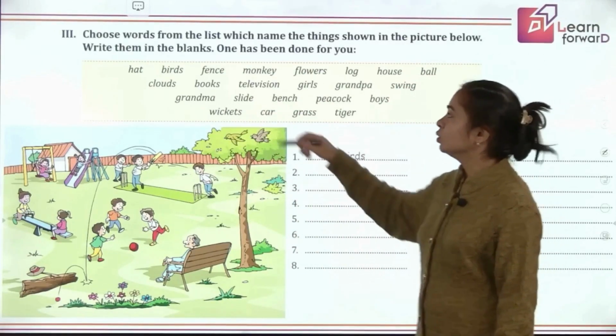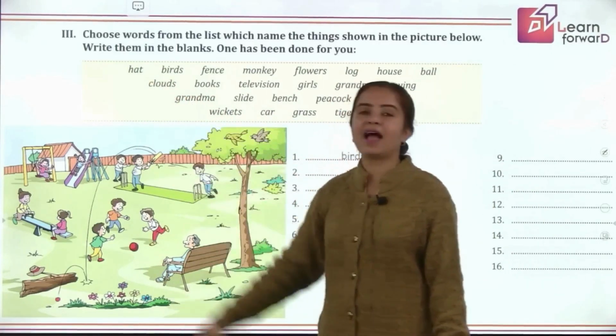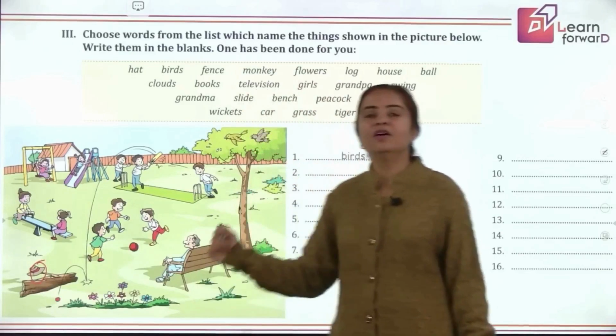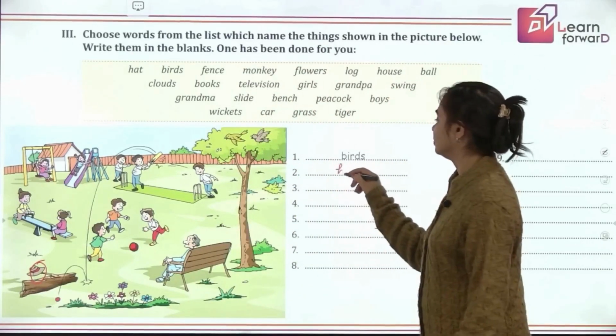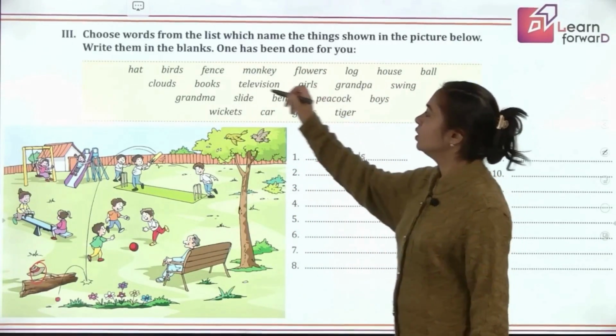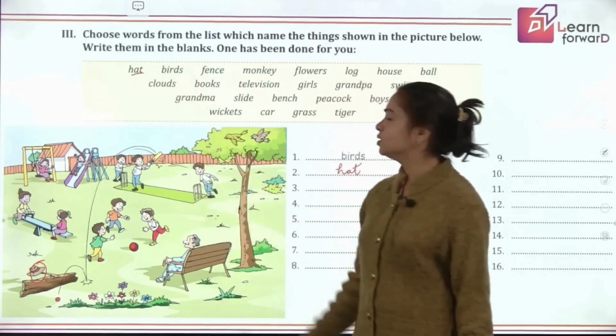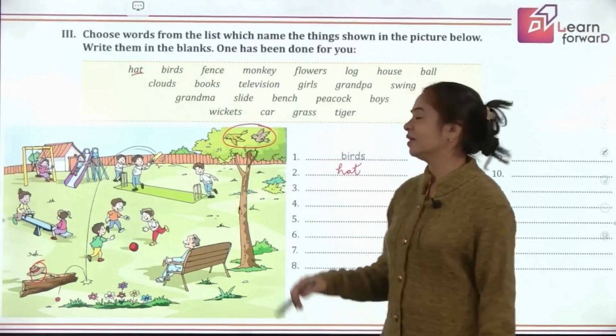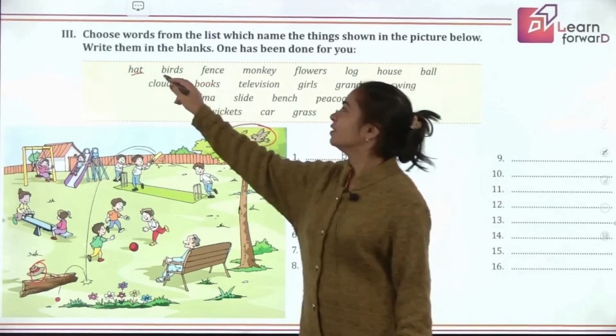Okay. So, we start with the first one. Do you see a hat here? Yes, it's here. So, we'll write hat here. Next word is birds. So, do you see birds also here? Perfect. I can see them here. So, it's already mentioned here.